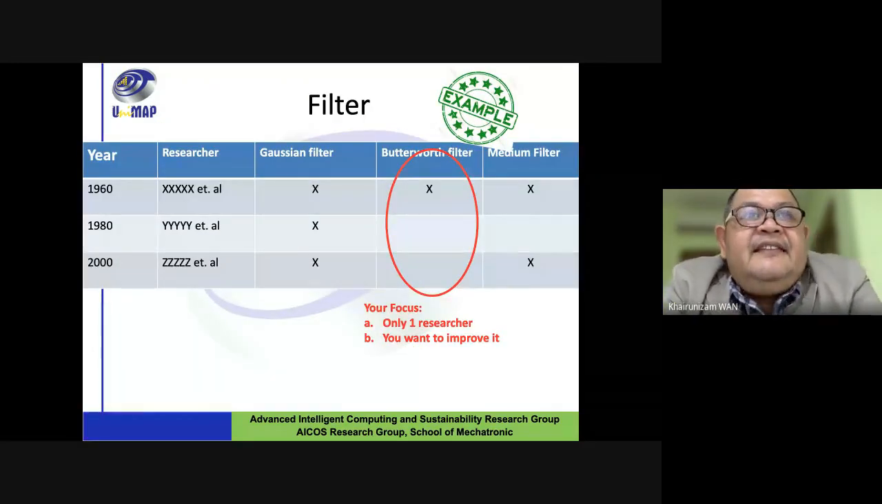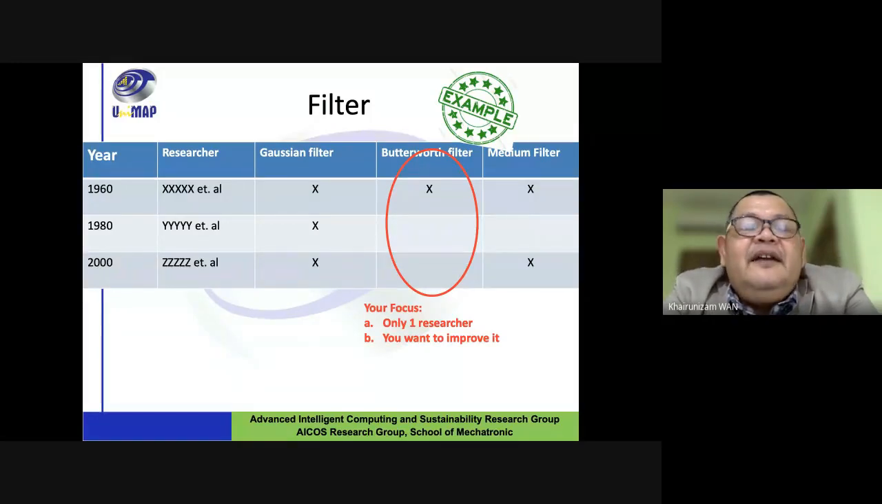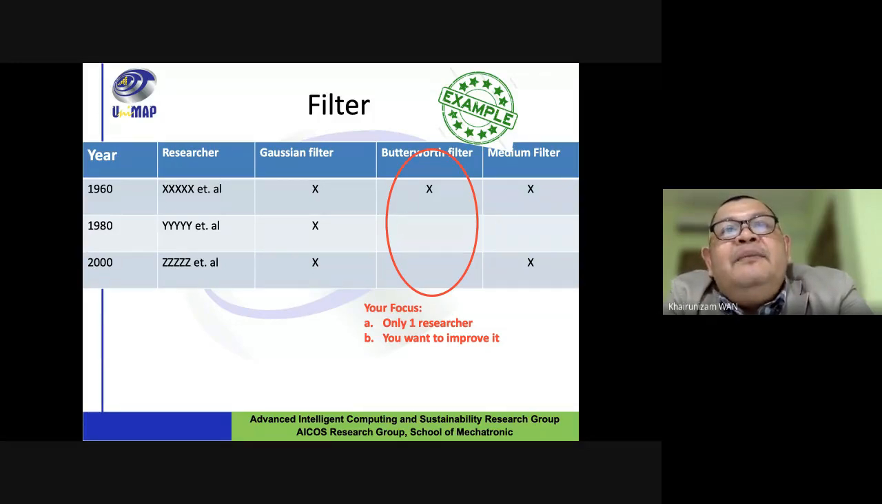And the next thing is the selection of filter. Again, you can do a summary table, and this is the example. The first column is the year the article is published, the second column is the researcher, who are the authors, and the third column is the type of filter: Gaussian filter, Butterworth filter, and the last one is a median filter.